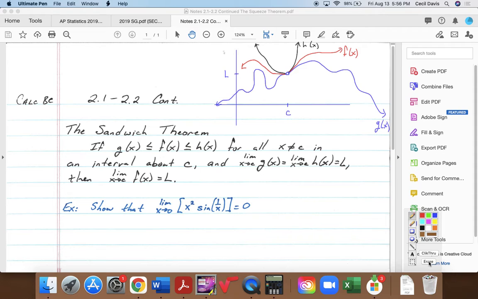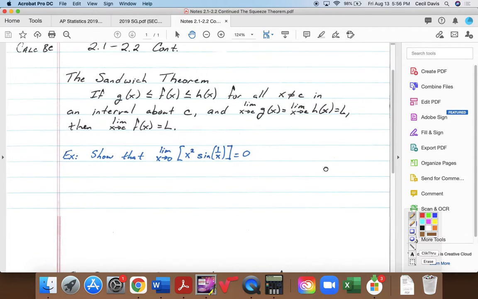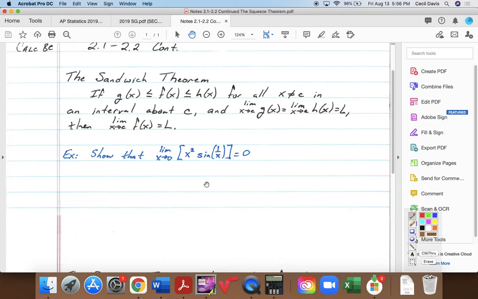Now, how does that work out? Well, let's do a couple of examples. For the first one, we want to show that the limit as x approaches 0 of x squared times sine of 1 over x is equal to 0. And you're like, okay, what am I supposed to do here? Well, the key is to realize that sine of anything has limitations. It only has values between -1 and +1.